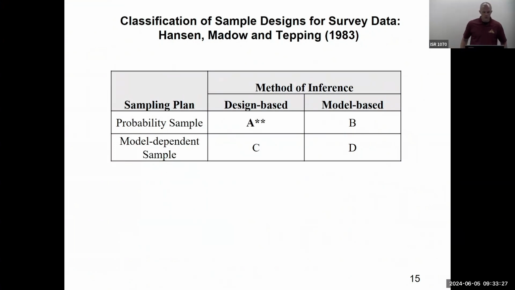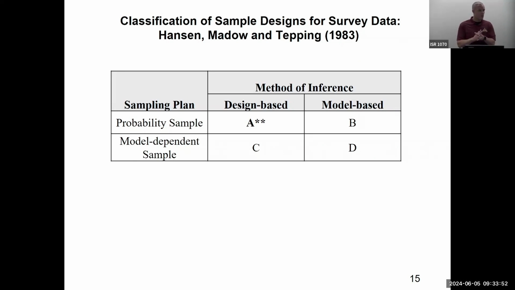Okay, so we talked about some of the basic ideas of complex samples on Monday, and there's this nice table in this paper by Hansen and colleagues in 1983. I really like this paper because it does a great job of explaining the differences, in a very clear, readable fashion for people who may not be survey statisticians, between design-based and model-based approaches.